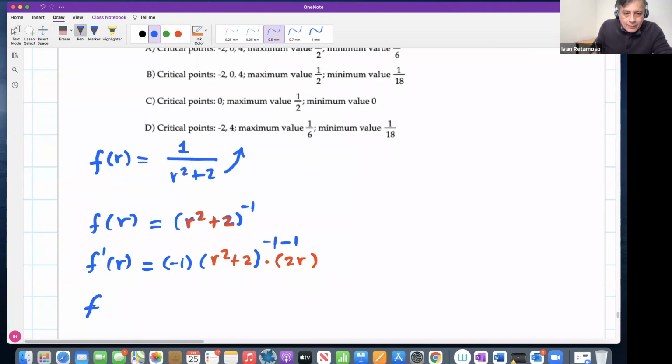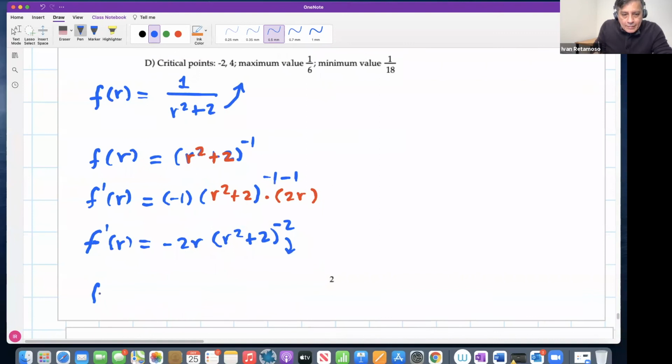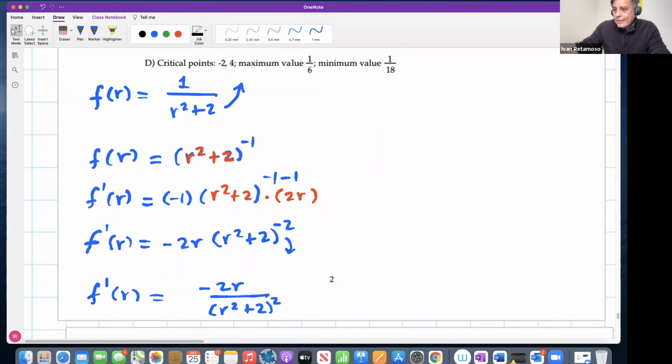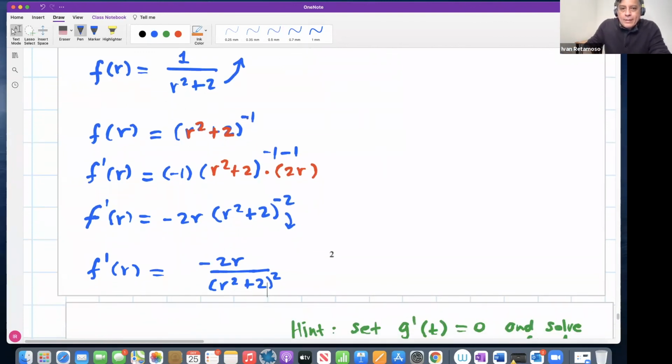So I'm going to get f prime of r equals negative 2r, I'm just organizing this, r squared plus 2 raised to negative 2. Let me bring this down so that we don't have negative exponents. So the derivative should be negative 2r all over r squared plus 2, squared, right? If you put this down, negative 2 becomes 2. Okay, great.